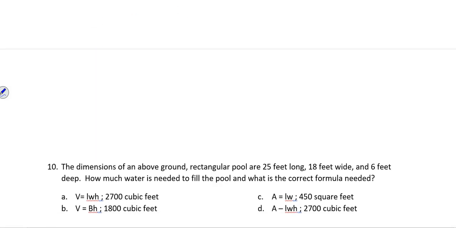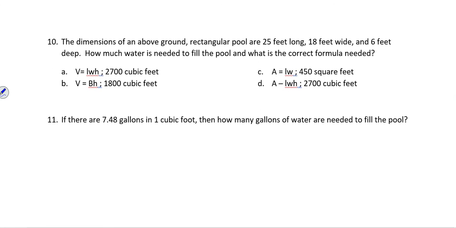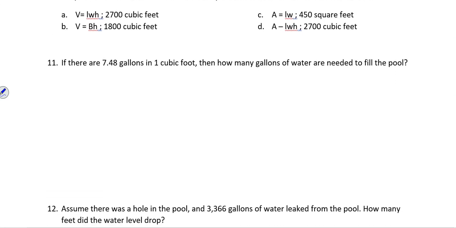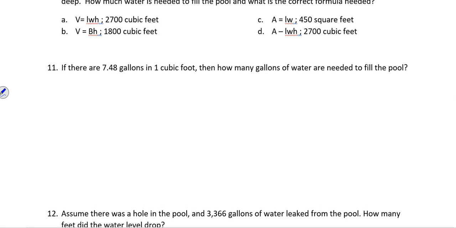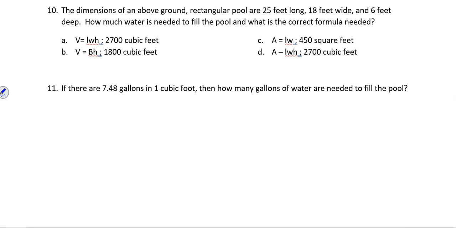All right, so moving on to 10. The dimensions of an above-ground rectangular pool are 25 feet long, 18 feet wide, and 6 feet deep. How much water is needed to fill the pool, and what is the correct formula needed?